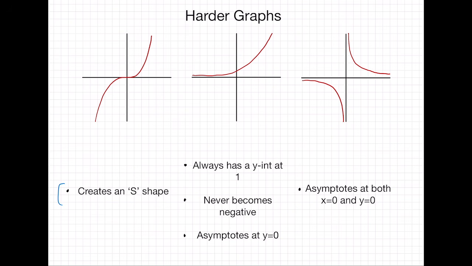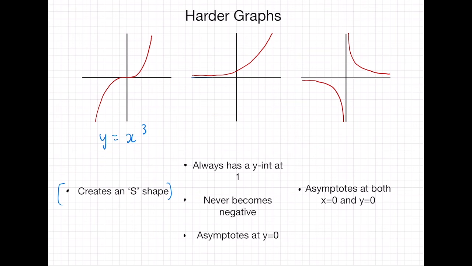So this first one here, I've given us a little hint, creates a kind of S type shape, and this would be the graph of y equals x cubed. So a cubic graph creates this shape. The next one we have always has a y-intercept at 1, never becomes negative, and it's something called an asymptote.